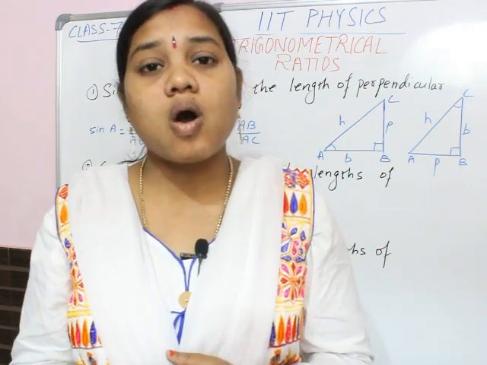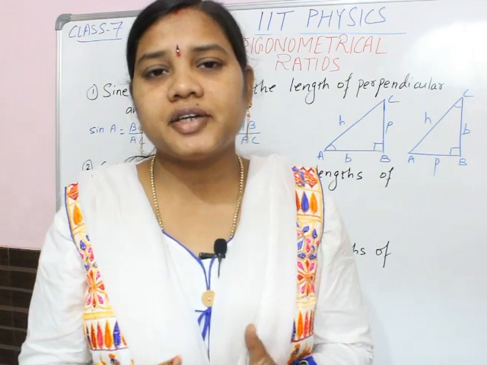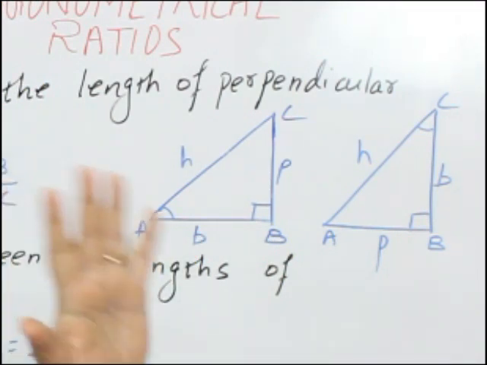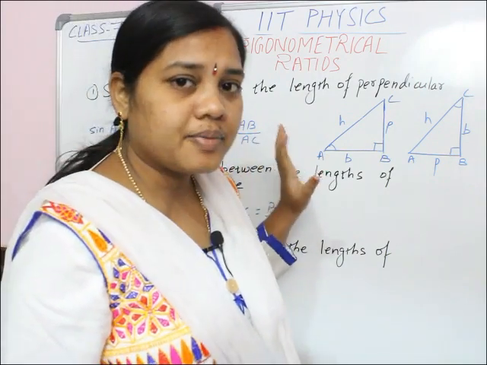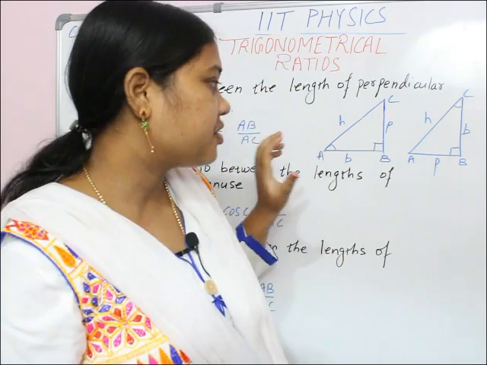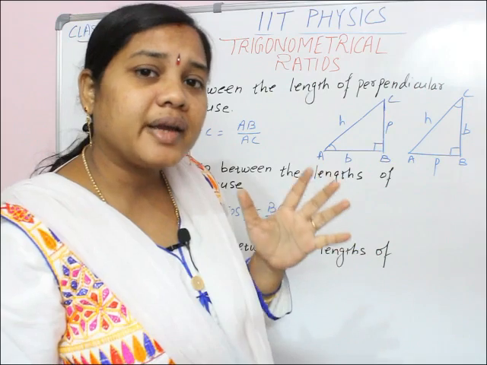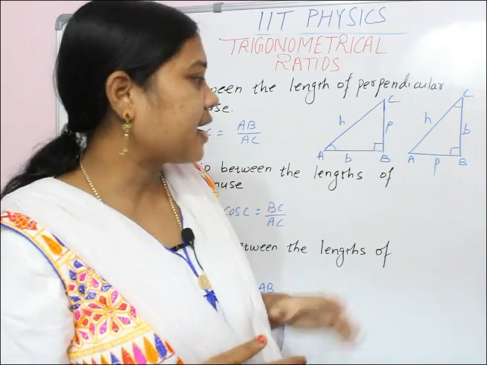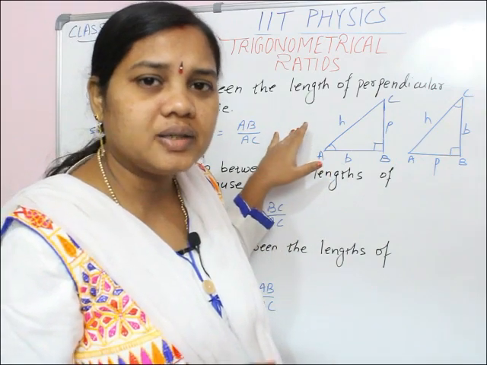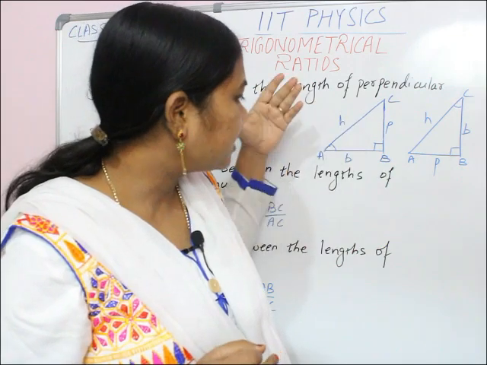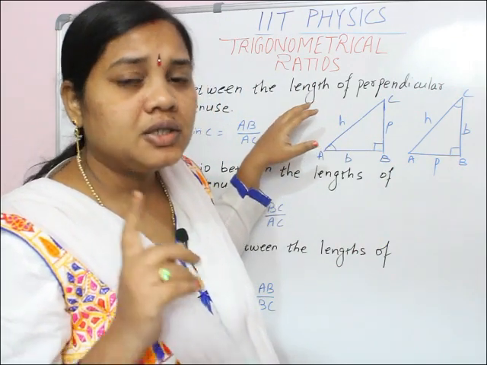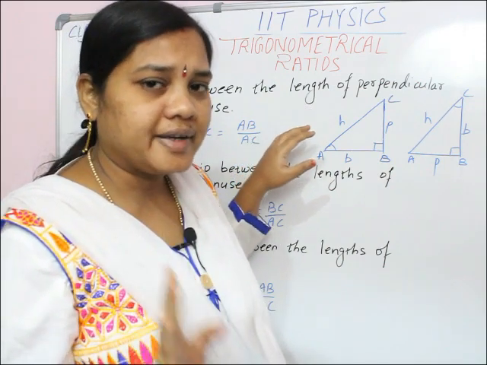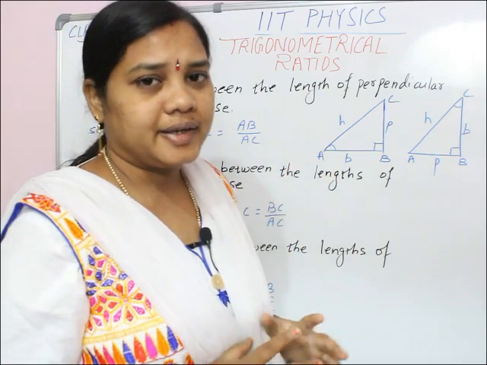Next, what are trigonometrical ratios? Trigonometry is always based on the right angle triangle. So a trigonometrical ratio is a ratio between a pair of sides of a right angle triangle. How many sides are there in a triangle? Three sides: one is perpendicular, one is base and one is hypotenuse. So the ratio between two sides of a right angle triangle is called a trigonometrical ratio.